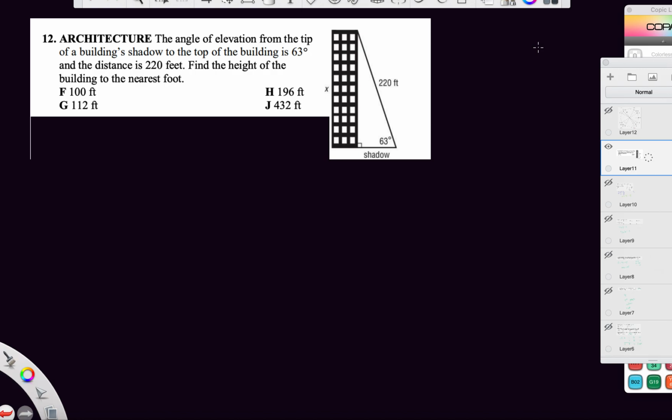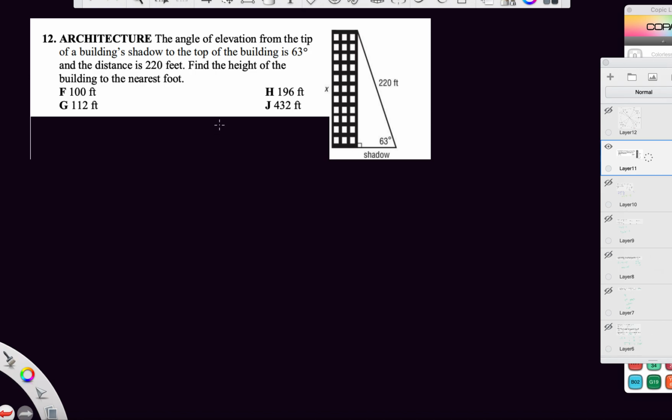All right. So it says the angle of elevation from the tip of the building shadow to the top of the building is 63 degrees. And the distance is 220 feet from that tip of the shadow to the top of the building. So they're giving you the hypotenuse. Find the height of the building to the nearest foot. Simple trig will get this taken care of.